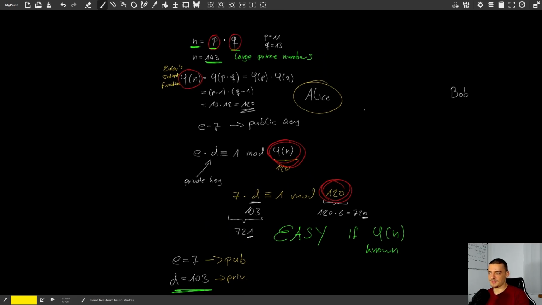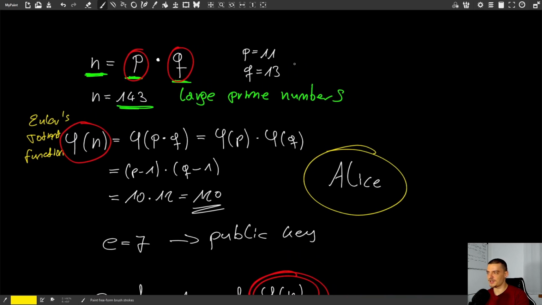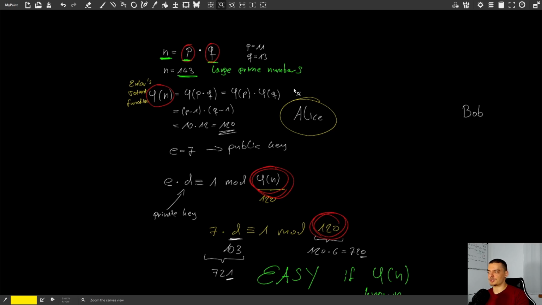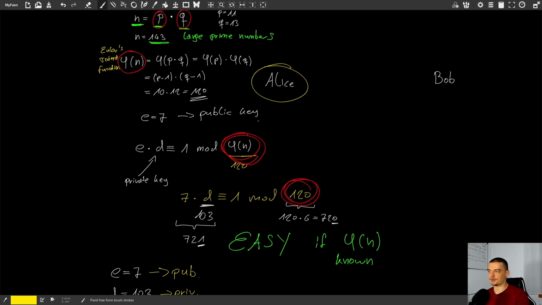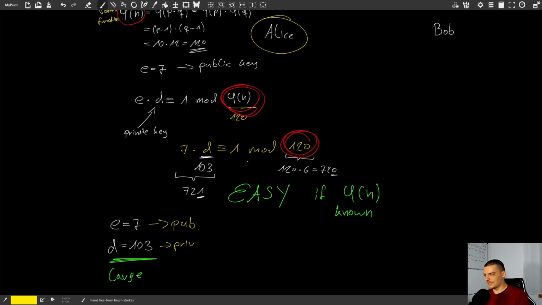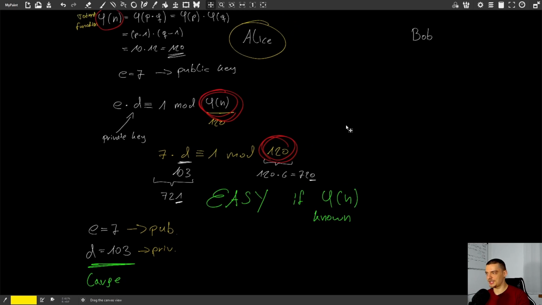Bob would do the same thing, of course, with different prime numbers. He would not use 11 and 13, but maybe 7 and 17 or something like that, some other prime numbers. And of course, again, those are also large. He would calculate his own phi of n. He would calculate his own private and public key. And then Bob also has such a key pair.